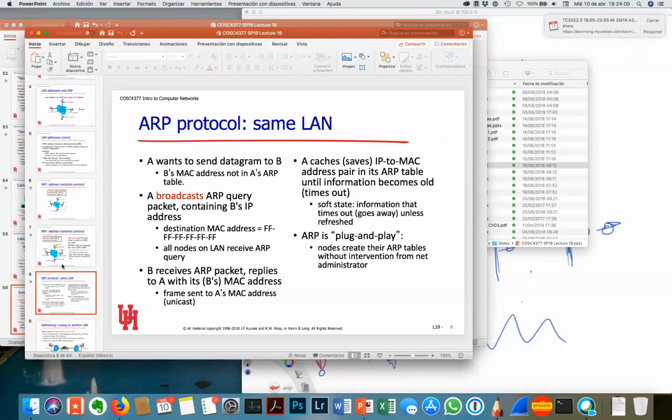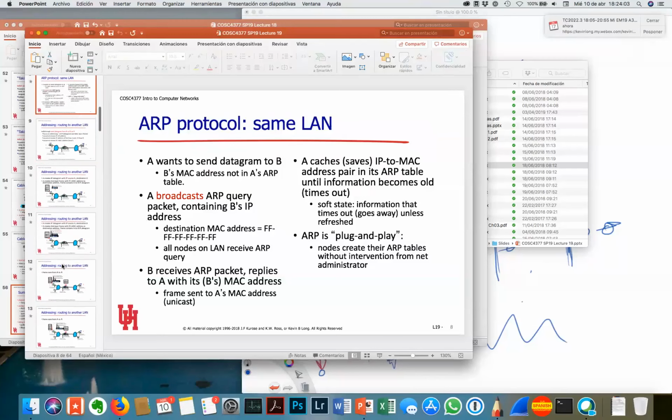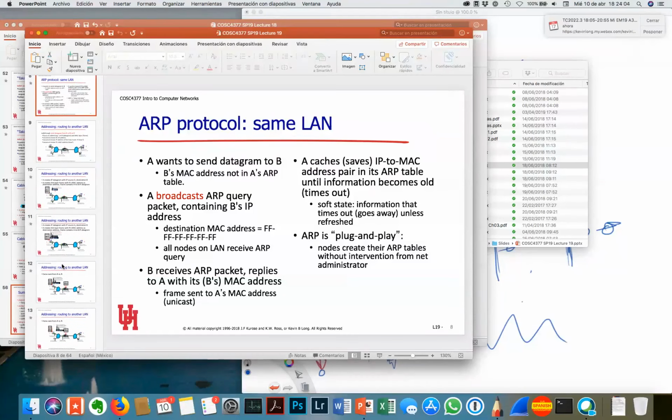So you don't have to program where people are. Just listen for a minute. That's why they say ARP is plug and play.